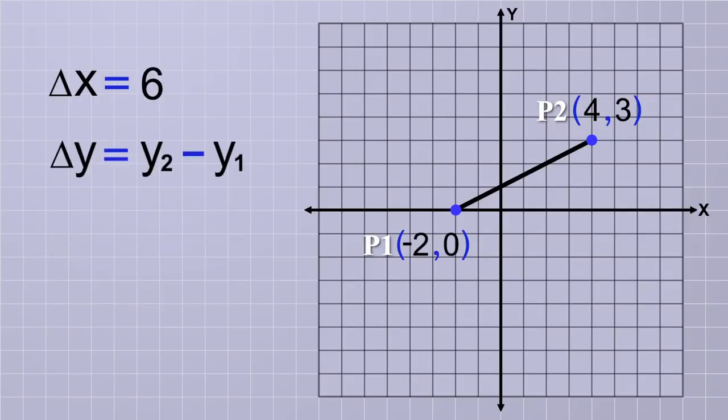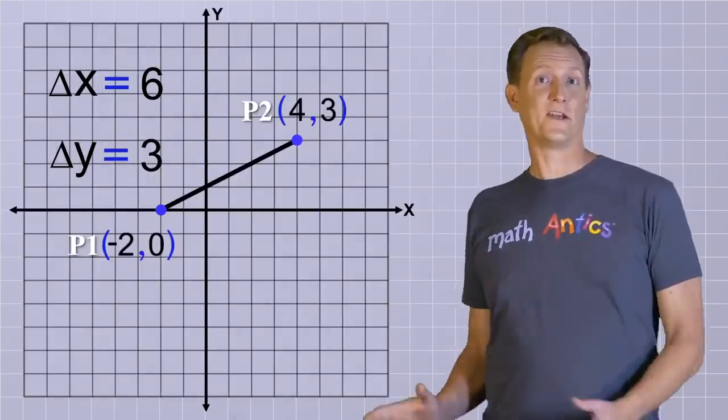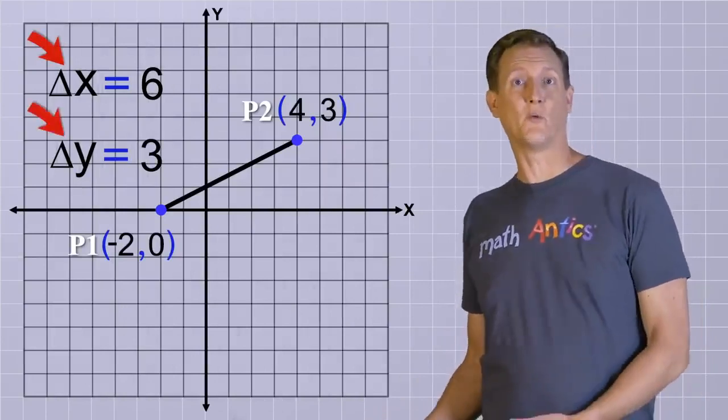Delta y equals y2 minus y1. And in this problem, y2 equals 3, and y1 equals 0. That means delta y equals 3 minus 0, which is just 3. Great, now we have our delta x and delta y values.